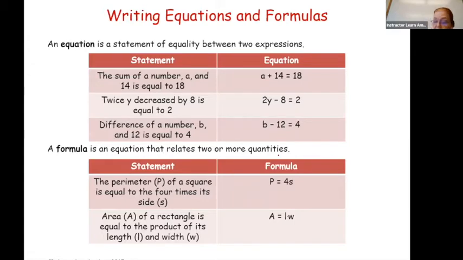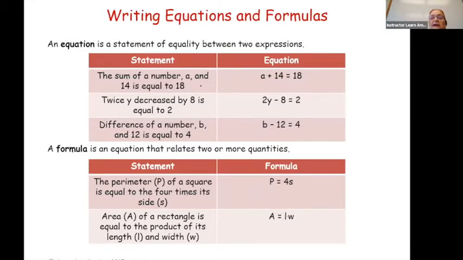We wish to find out how to deal with something called equations. An equation is a statement of equality between two expressions. An equation contains the notion of equal. So if we have a statement, the sum of a number a and 14 is equal to 18, it means we're dealing with an equation and it uses an equal sign.